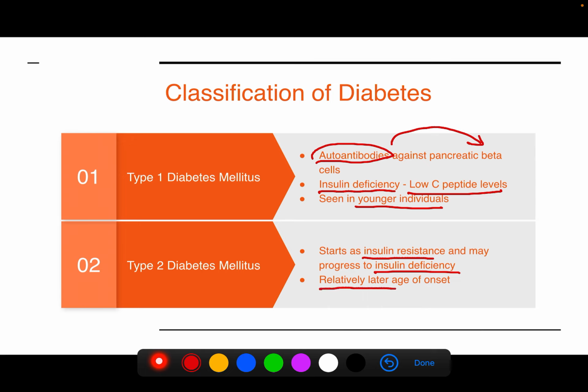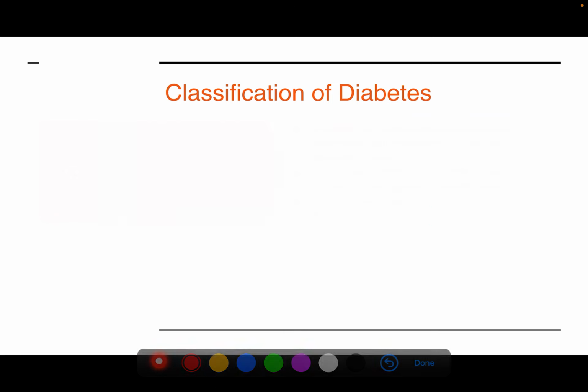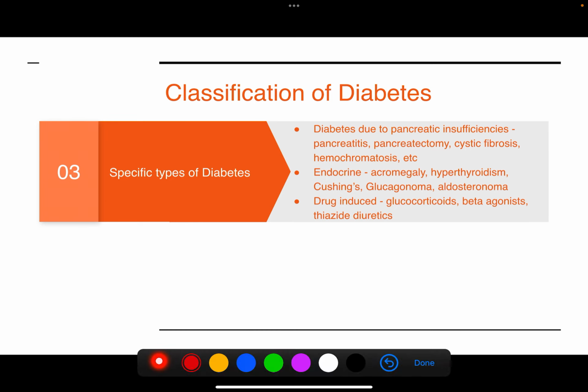So type 1, type 2, and next we'll see what new has been added in the classification. Third is a specific type of diabetes. We know that insulin is produced by the pancreas. Any condition that damages the pancreas will reduce insulin secretion also, for example pancreatitis, especially chronic pancreatitis. There is an operation where the pancreas has been removed, pancreatectomy. Even in these cases, there is hyperglycemia.